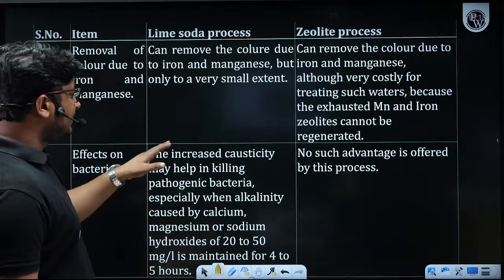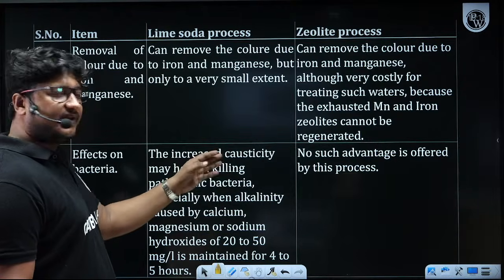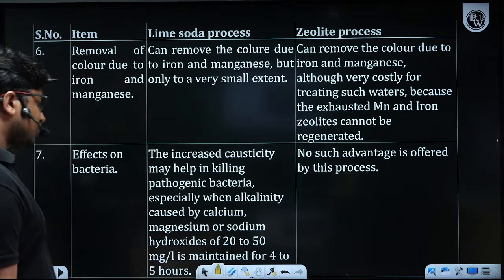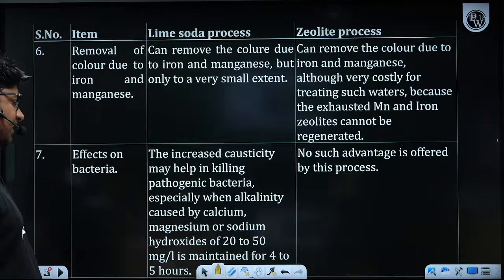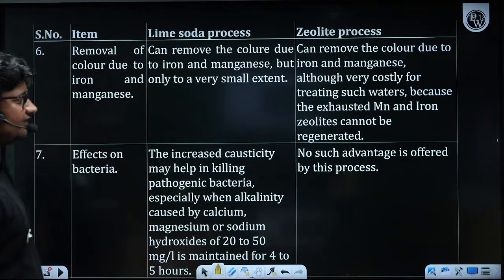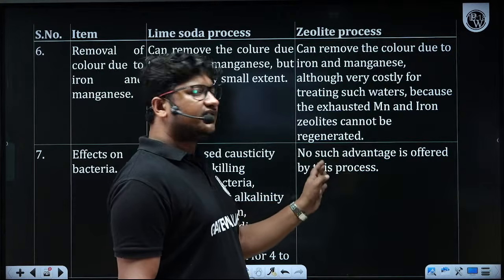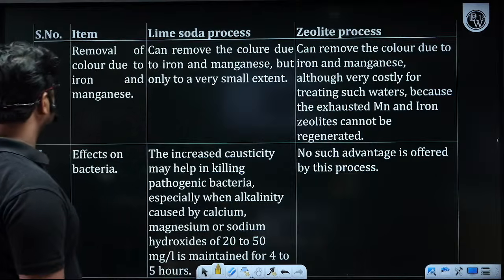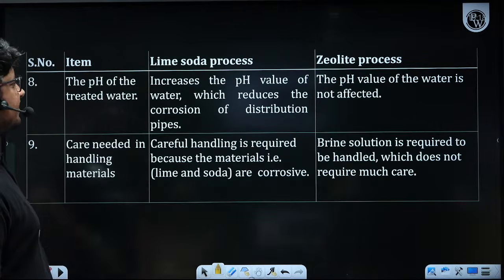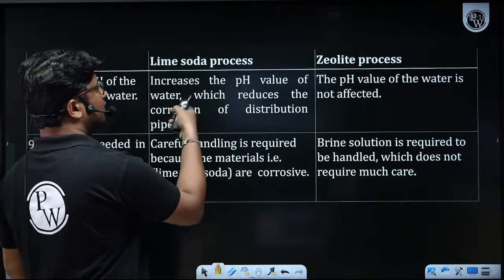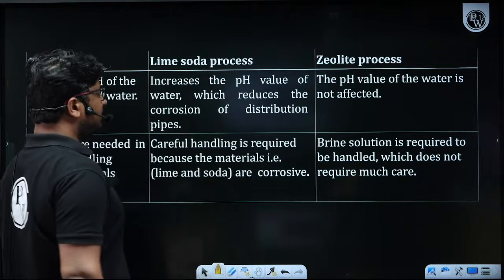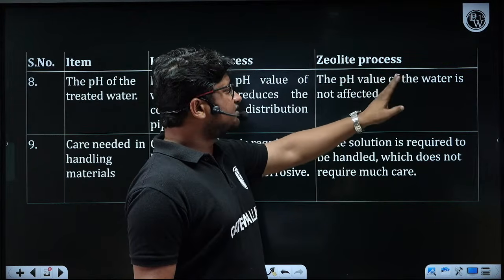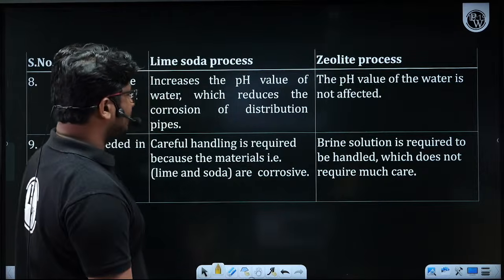Effect on bacteria. The increased causticity may help in killing pathogenic bacteria, especially when the alkalinity caused by calcium and magnesium or sodium hydroxide of 20 to 50 milligram per liter is maintained for 4 to 5 hours. No such advantage is offered by the zeolite process. pH of the treated water: lime soda increases the pH of the water, which reduces corrosion of the distribution pipe. In the zeolite process, the pH of the water is not affected at all.